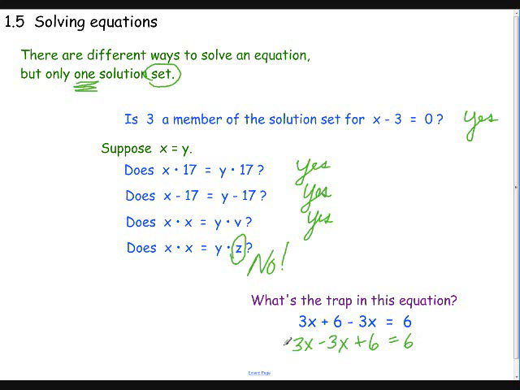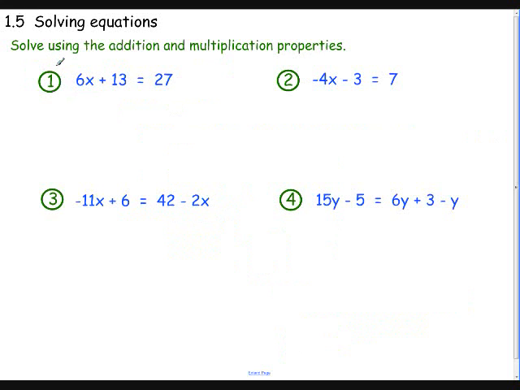What's going to happen here? If we associate these two, that's right, they're going to zero out. We will have our x's disappearing here. Let's use the addition and multiplication properties.